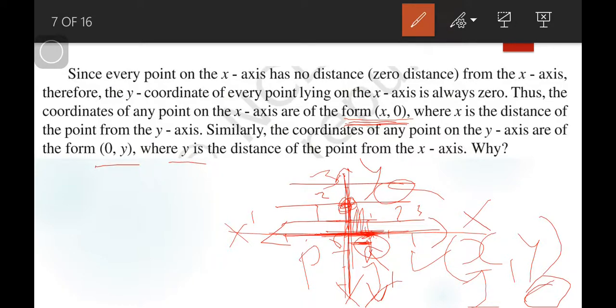So if the point is given on the y-axis, then its coordinate is 0 comma y, and if the given point is on the x-axis, then its coordinate is x comma 0, where x is the distance from the y-axis and y is the distance from the x-axis.